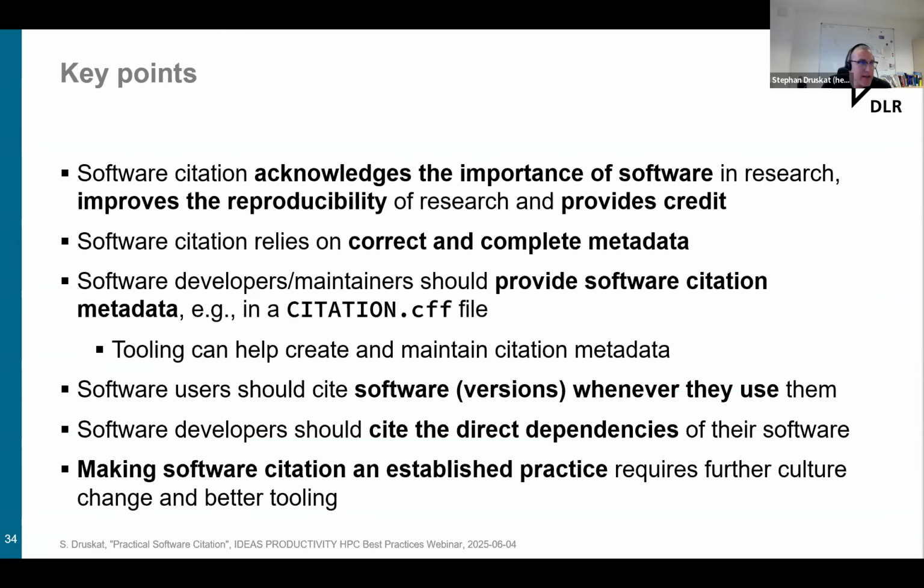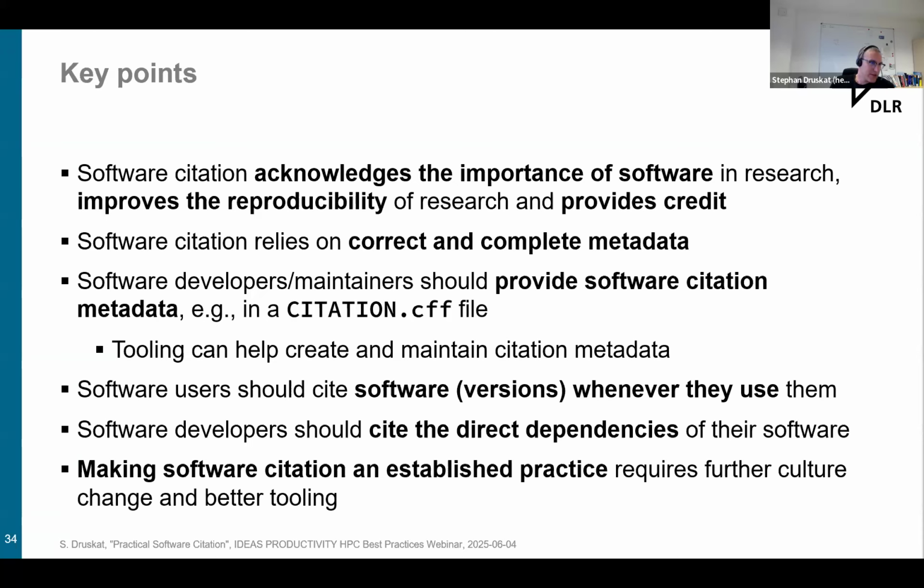That's it. I'll come to the end. So some key points just to summarize. Software citation is important because it acknowledges the importance of software itself in research. It also can help to improve the reproducibility of research, and it provides credit so people that do the software work may be able to build a career on this credit in academia if they're so inclined. Software citation relies on the correct and complete metadata. And if you are a software developer or a maintainer or responsible in any way for a software project, you should provide the citation metadata together with the project.